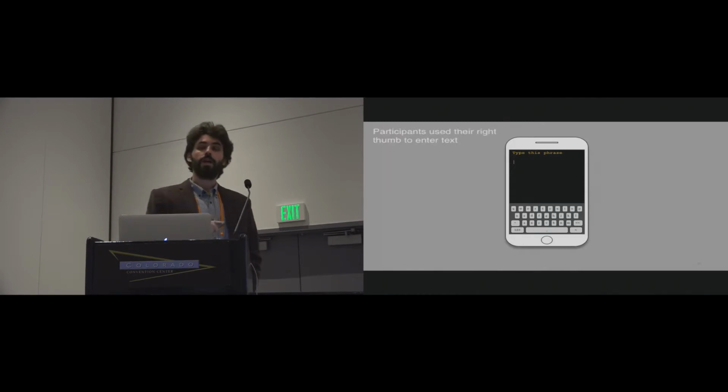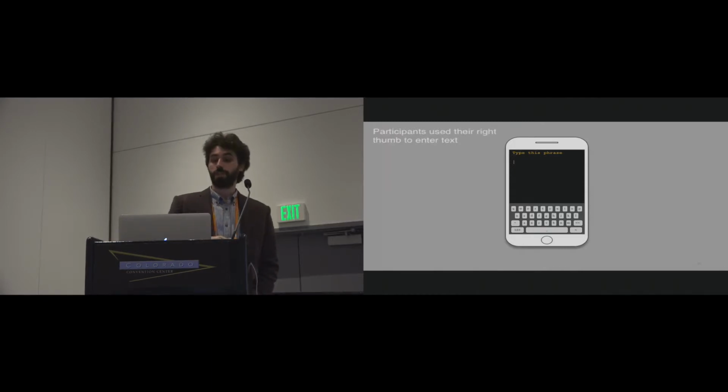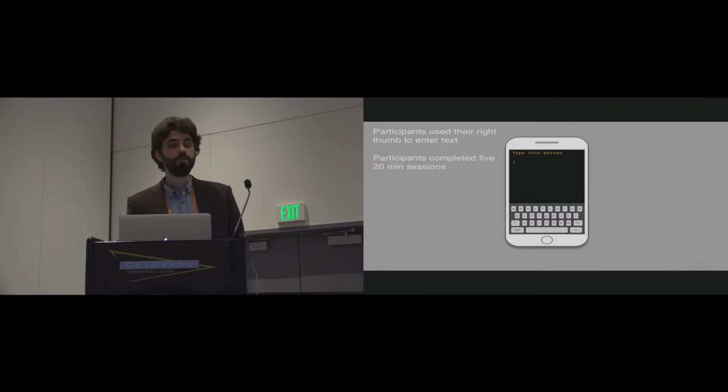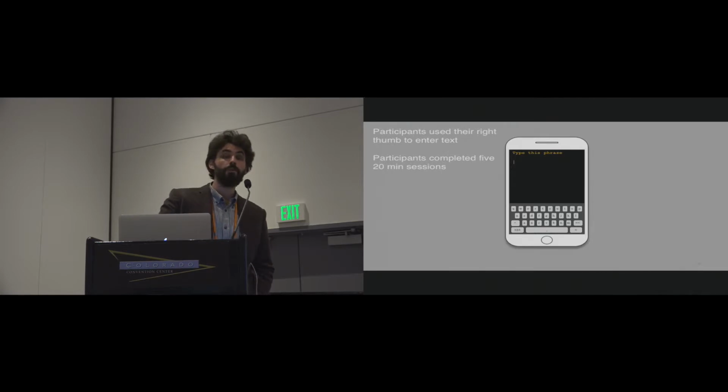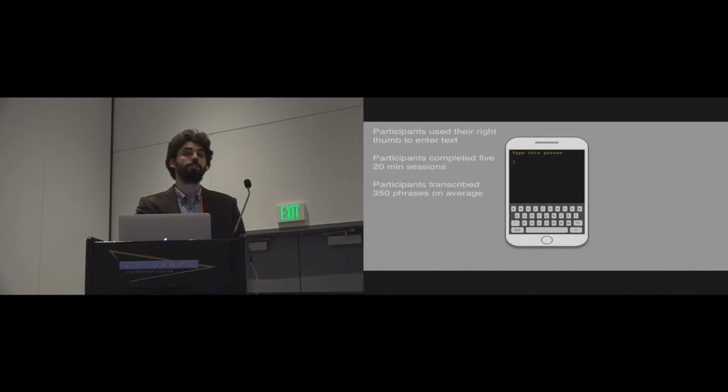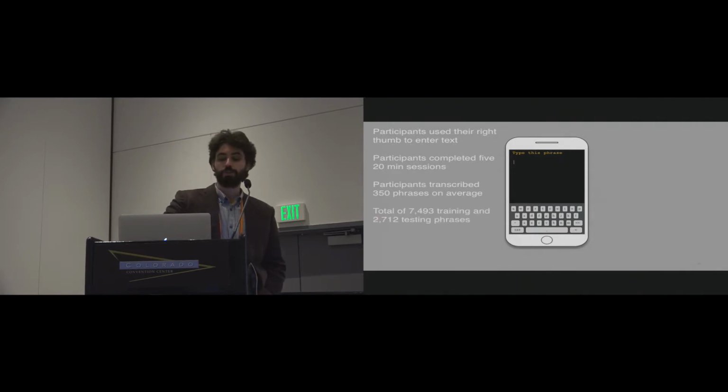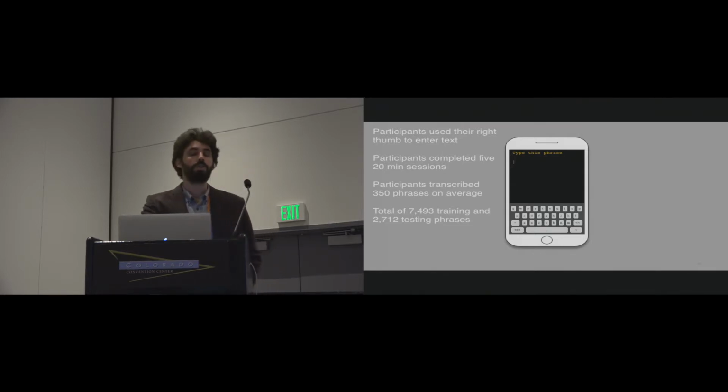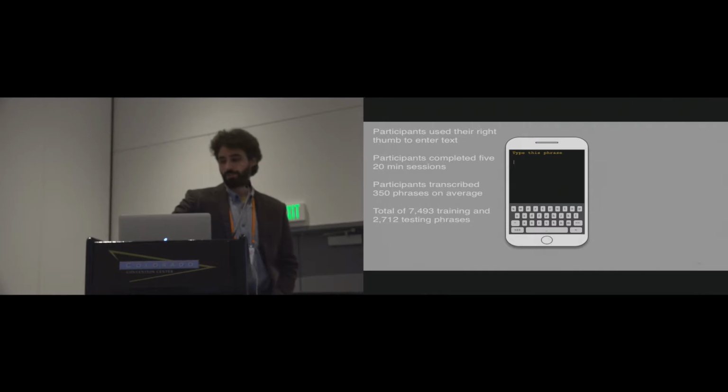For all of them, we again asked them to enter text only using their thumb on their right hand, and all of them were right-handed. And all of the participants completed 5 20-minute sessions, where sessions were at least 2 hours apart or at most 2 days apart. And participants on average transcribed 350 phrases each, which gave us a total of close to 7,500 phrases in the training group and over 2,700 phrases in the validation group.